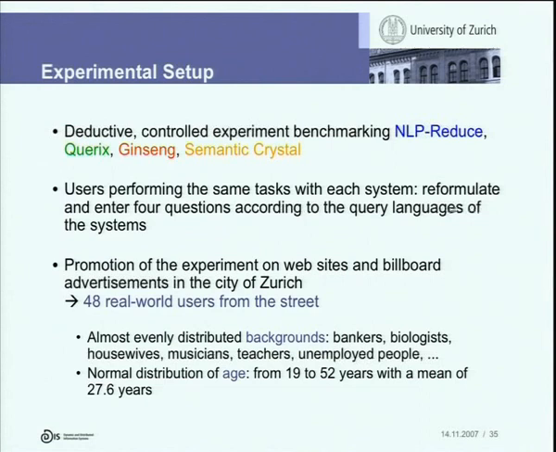So again, 4 systems. The task was they were given 4 questions, and I'll show you in a moment what those questions are. They needed to reformulate them and enter them into the system, find answers. We did a promotion on websites and billboards around Zurich. We got 48 real people, meaning we got almost any profession.